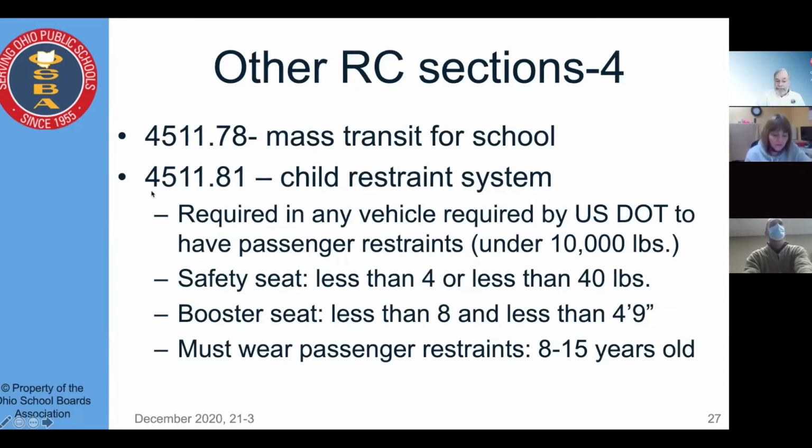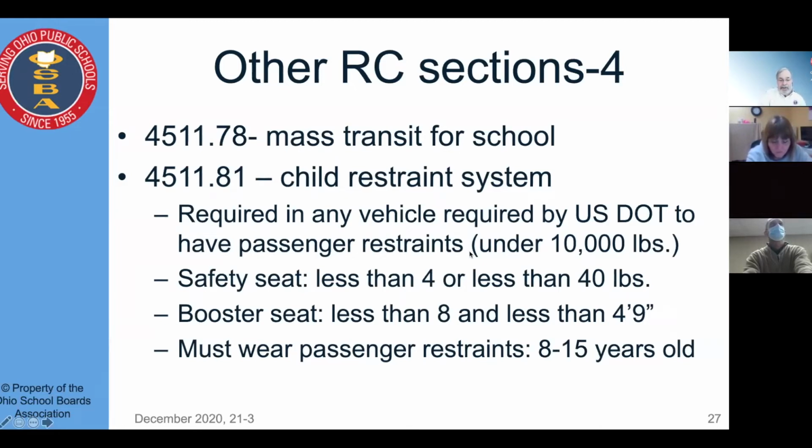And then I want to talk very briefly about child restraint systems. So there's administrative code on this. There's also a revised code. The revised code is in 451181. Here's the most important sentence. It's the first one. It says, child restraint systems are required in any vehicle required by US DOT to have passenger restraints. So think about school buses.